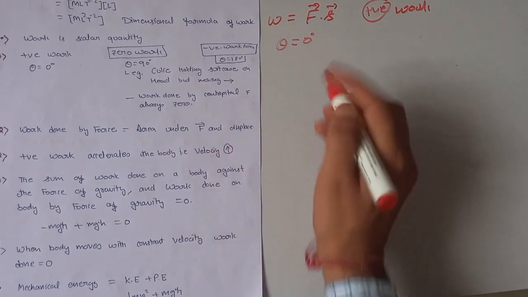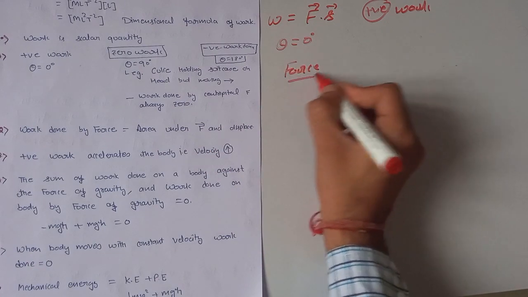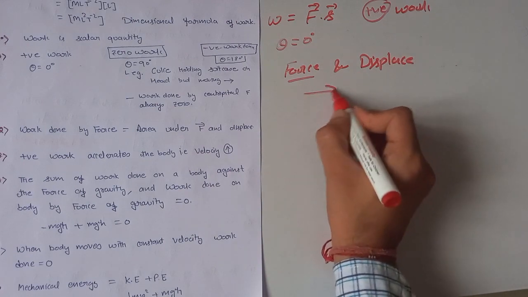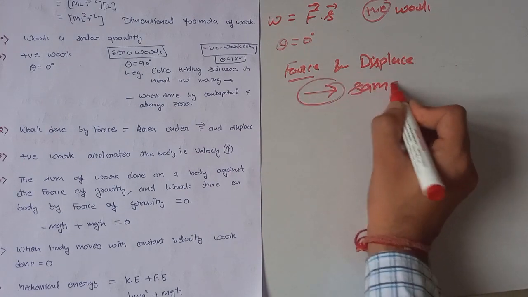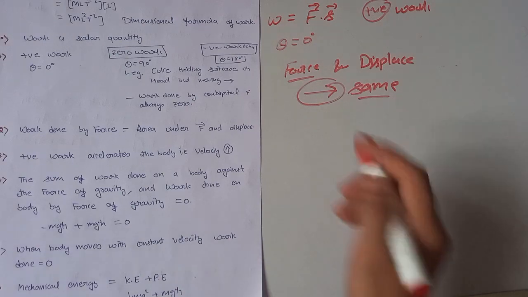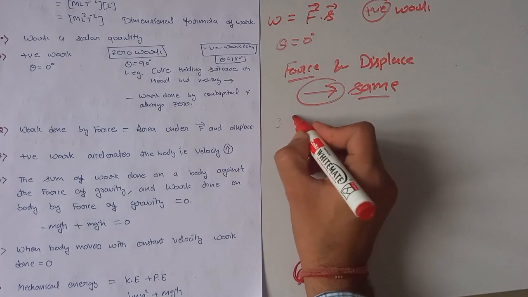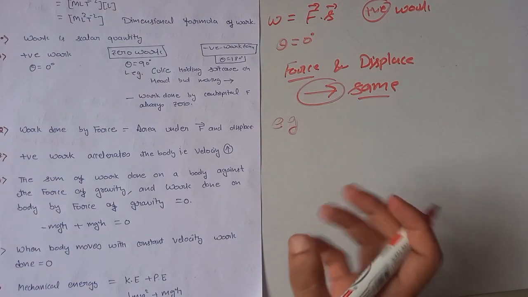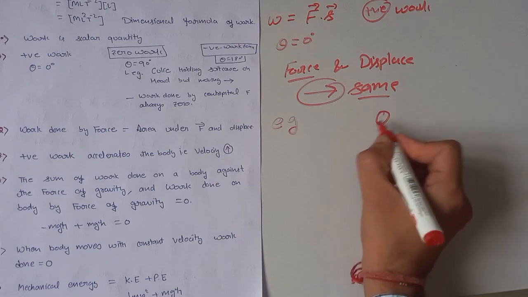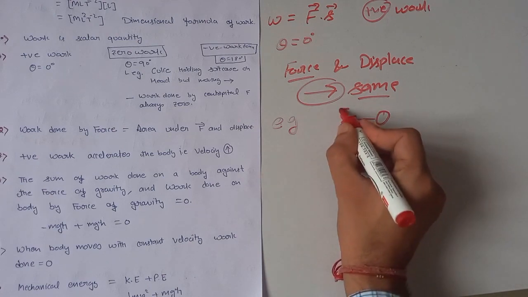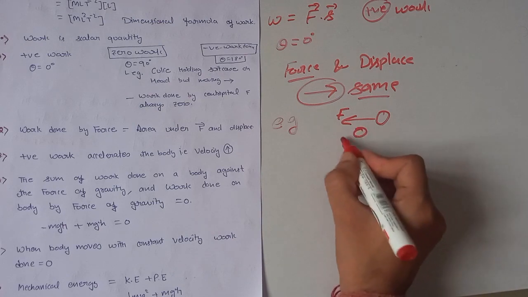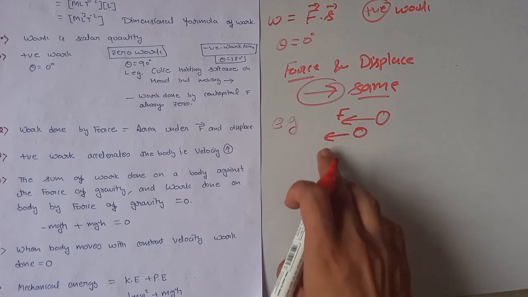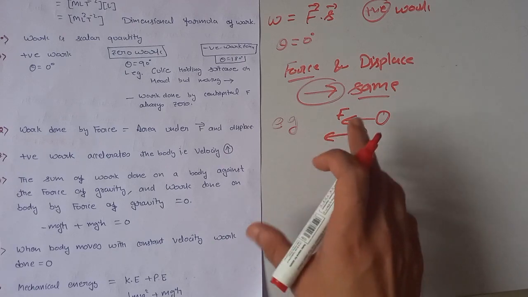This implies if force and displacement are in the same direction, then the work done is positive. For example, when we pull a roller toward us, force is applied toward this side and its displacement is toward this side. The force and displacement are toward the same side and the angle between them, theta, is equal to 0, then this work done is called positive work done.